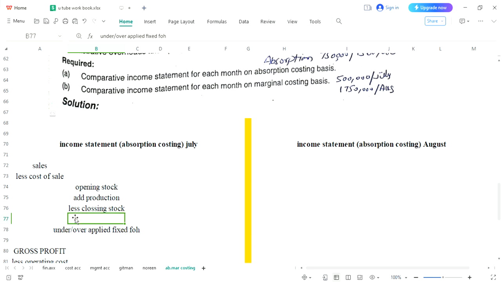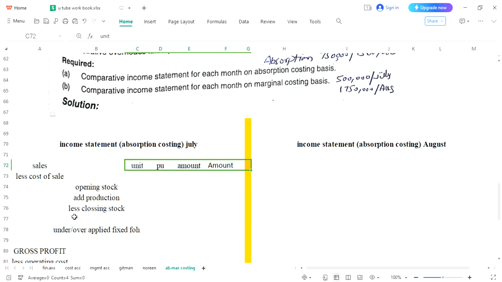So this is our proforma, and secondly here you will use the next line for the units, then per unit, and here you will write the amount in the inner line, and here the main column where you will put the final amounts. So now we are going to see our question and we'll follow the instructions given in it. Let's see.